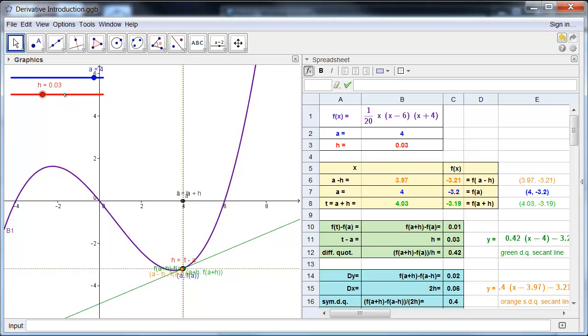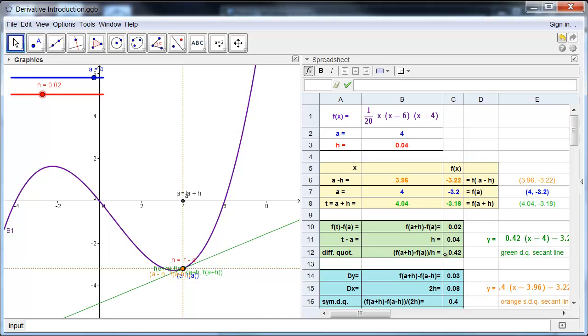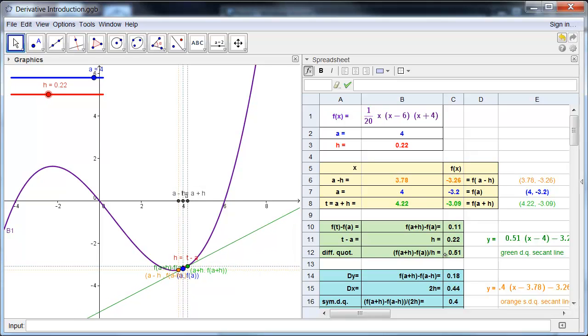Now if I ever let it actually hit 0, right there it's 0, notice that the secant line disappeared, and you get a big question mark here in the table where it says the value of the difference quotient, because it's undefined, because then you get 0 divided by 0. You have to have two different points to be able to use the slope formula. In fact, you have to have two points with different x coordinates, so the slope formula doesn't make any sense. But I can make sense of it if I do something close by.